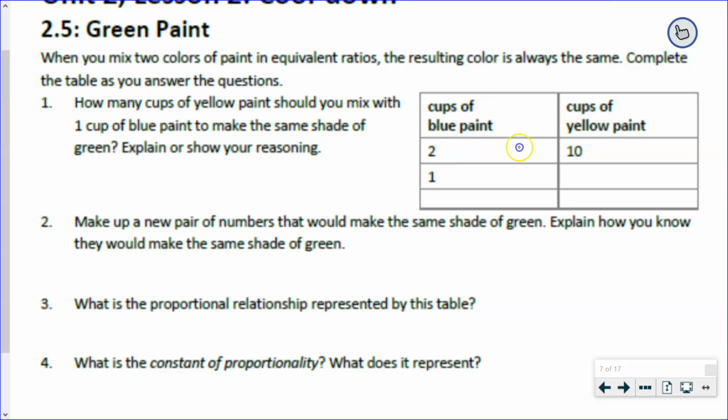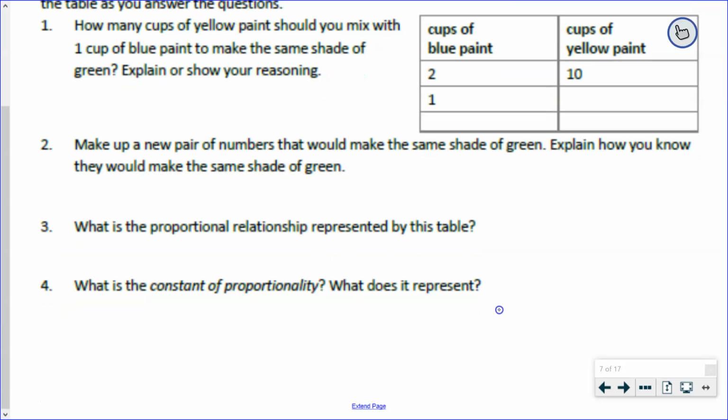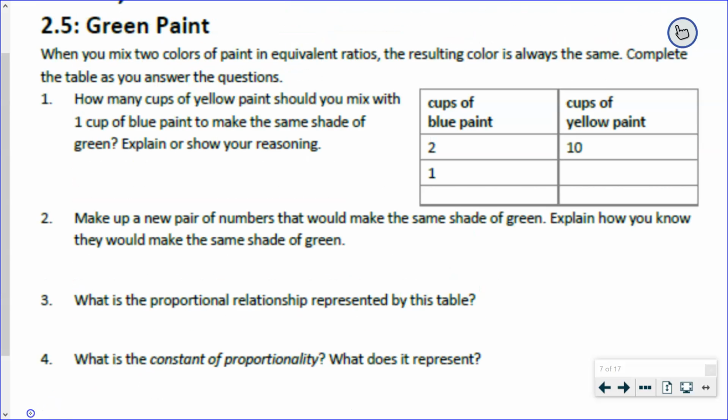So this is the original amount, but if I don't want to use 2 cups and 10 cups, because that's a lot of paint to be making, what if I only wanted to use 1 cup of blue paint? How much yellow paint? And then the next one says make up a new pair of numbers. It can be any amount of paint that you want to use here. You are going to be working with your tables to answer questions 1, 2, including 3, and 4. What is the constant of proportionality? Work with your tables. Give you about 60 seconds. Online learners, pause the video to work through this cool down. We'll come back together and go over it in a second.